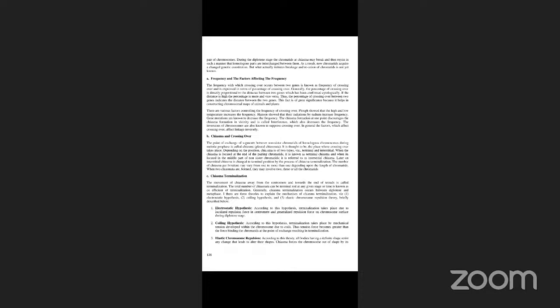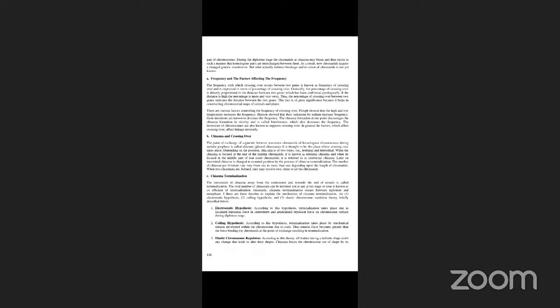So usually this terminalization occurs between diplotene and metaphase I. And there are three theories that explain this terminalization. One is the electrostatic hypothesis, the other is the coiling hypothesis, and the third is the elastic chromosome repulsion theory. In the electrostatic hypothesis, terminalization takes place due to localized repulsion forces in the centromere and generalized repulsion forces on the chromosome surface during the diplotene stage. This is called the electrostatic hypothesis.